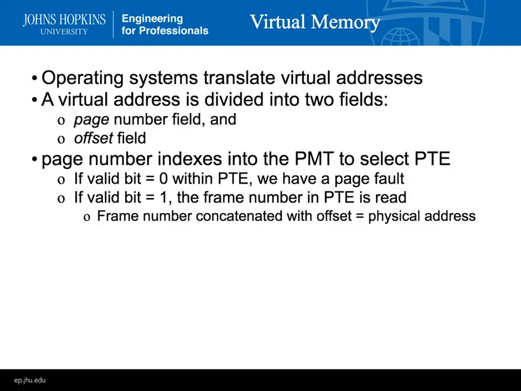So when we're using virtual memory, we translate an address into 2 fields, a page number and an offset. We use the page number in the page map table to find the frame number to look at, and then use the offset to find where in the frame the byte we're looking for is. If the valid bit is 0, it means it's not in physical memory, so we have to go to secondary memory to get it, and that is what's called a page fault.